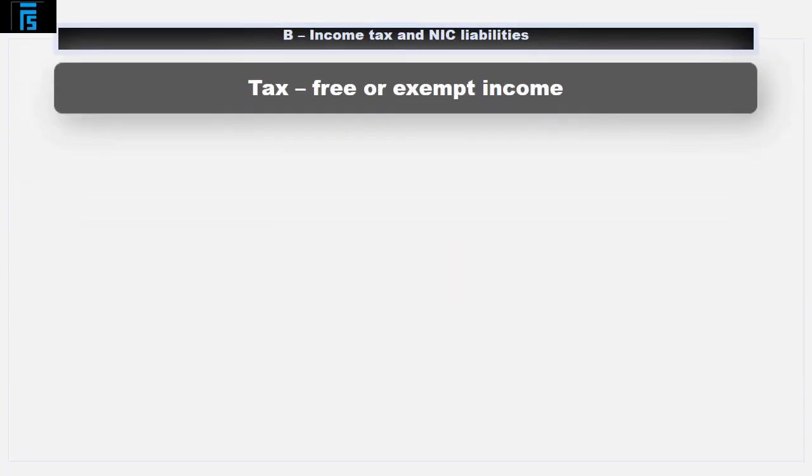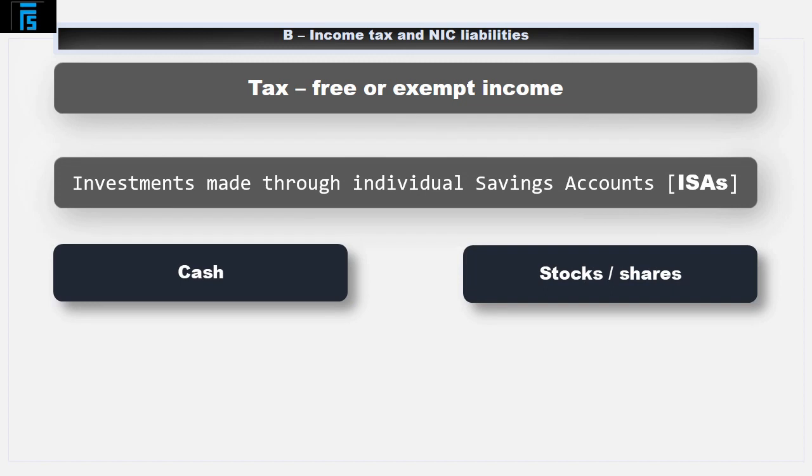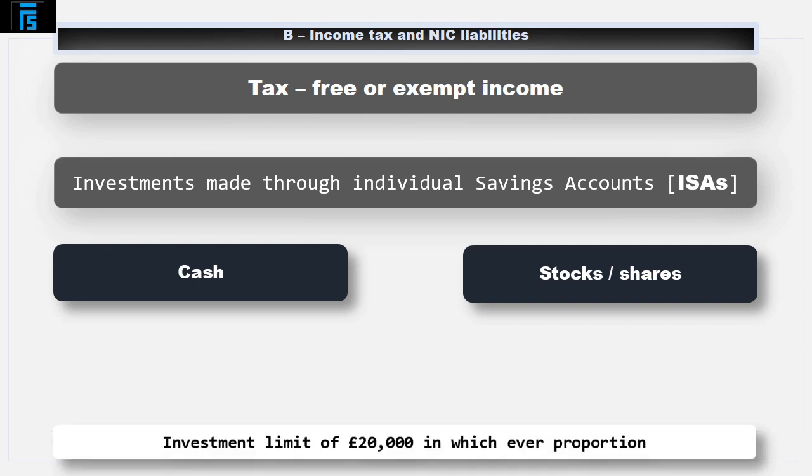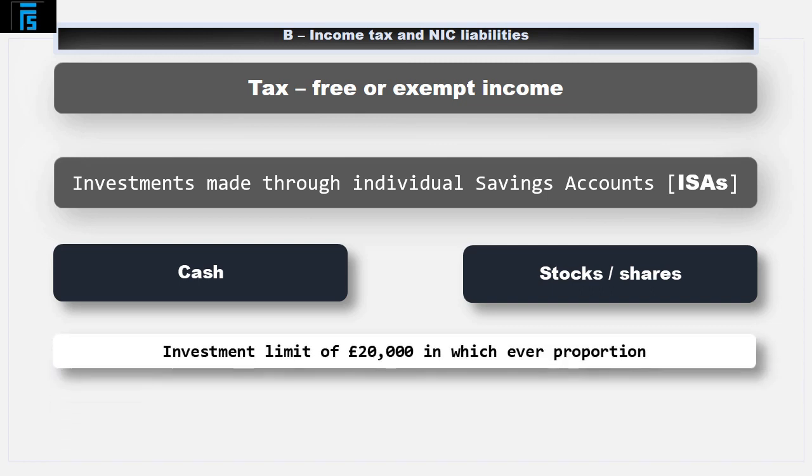The final part of this topic is to look at some forms of income which are tax-free or exempt. The main form of exempt income comes from investments made through ISAs. There are two types of ISAs, cash and stocks or shares. Overall, there is a limit which permits a maximum investment during the tax year of £20,000, but this can be split between the two types of ISA in whatever proportion we like.